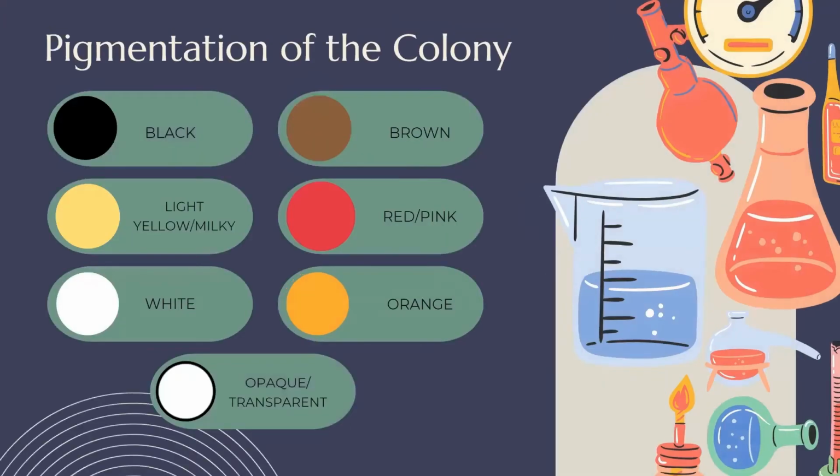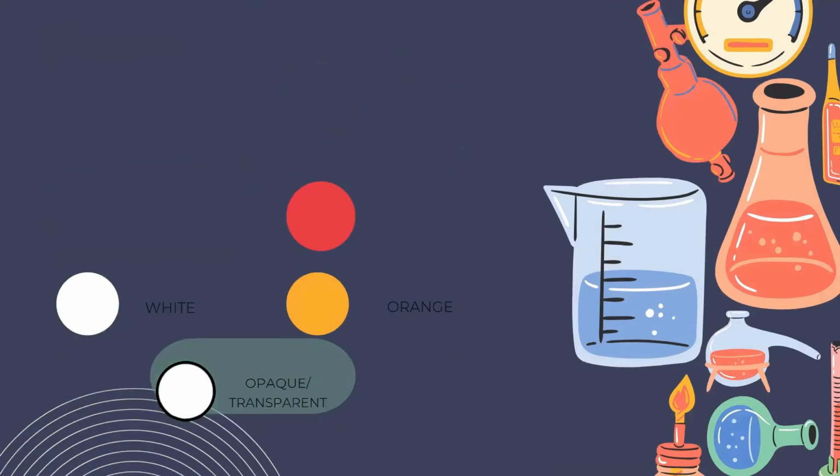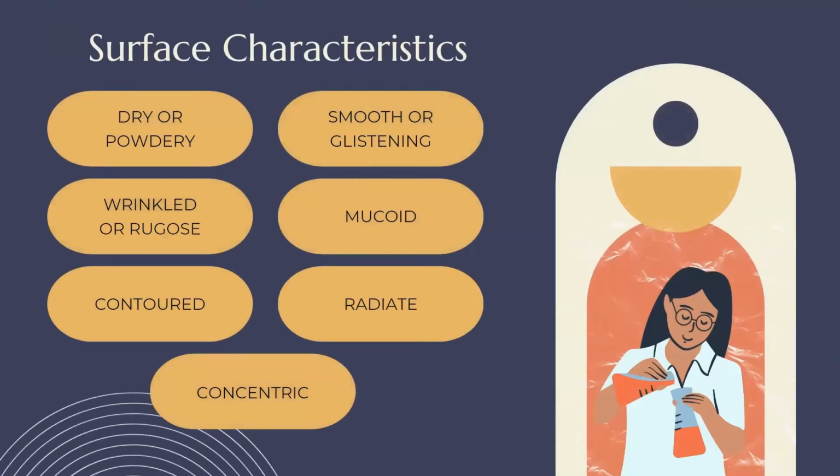Some of the pigmentation of the colony includes black, brown, light yellow or milky, red or pink, white, orange, opaque or transparent. When it comes to surface characteristics, it can be dry or powdery, smooth or glistening, wrinkled or rugose, mucoid, contoured, radiate, and concentric.